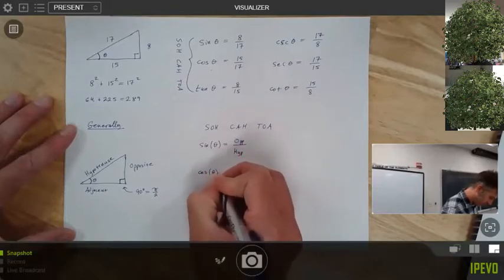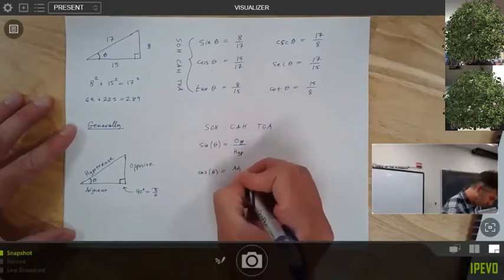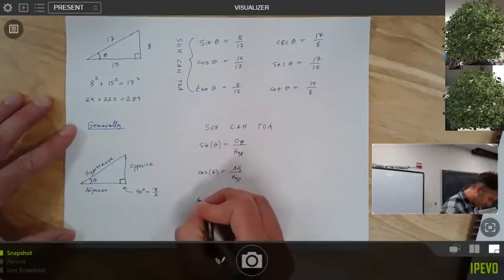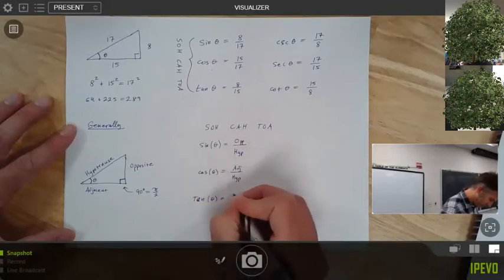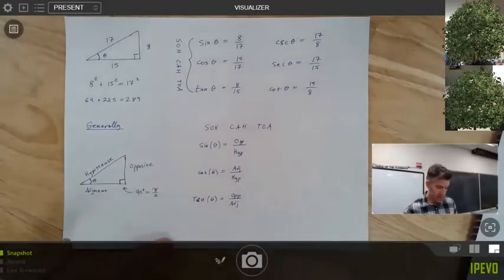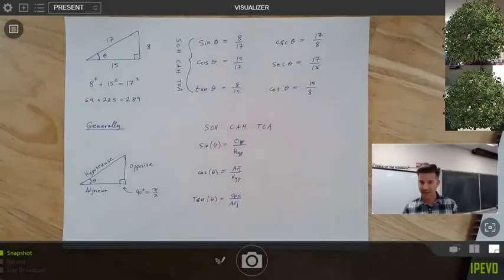Cosine of theta is the adjacent over the hypotenuse. And tangent of theta is the opposite over the adjacent. So this is a great way to remember those three. The other three, there is not a nice device for.